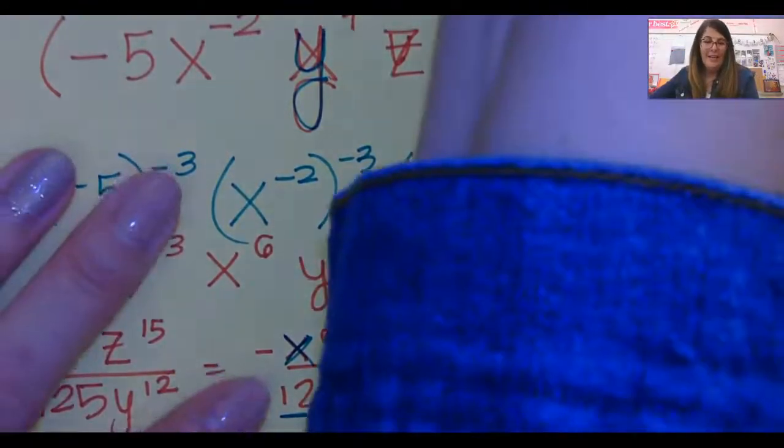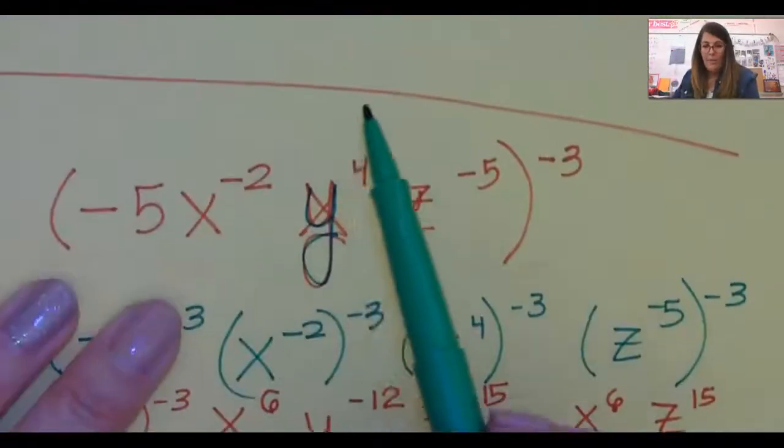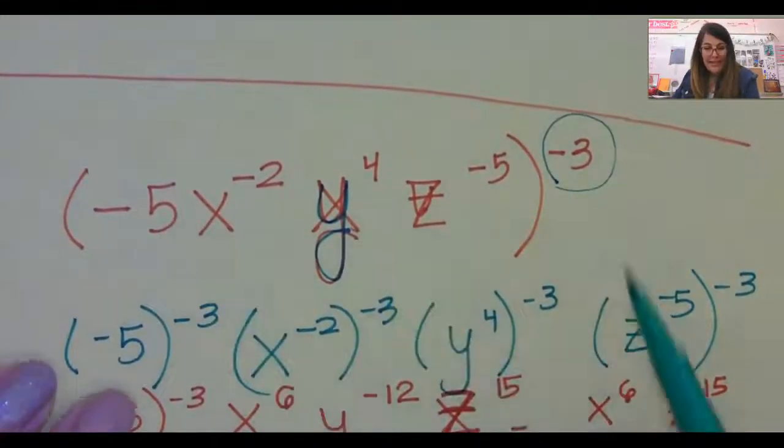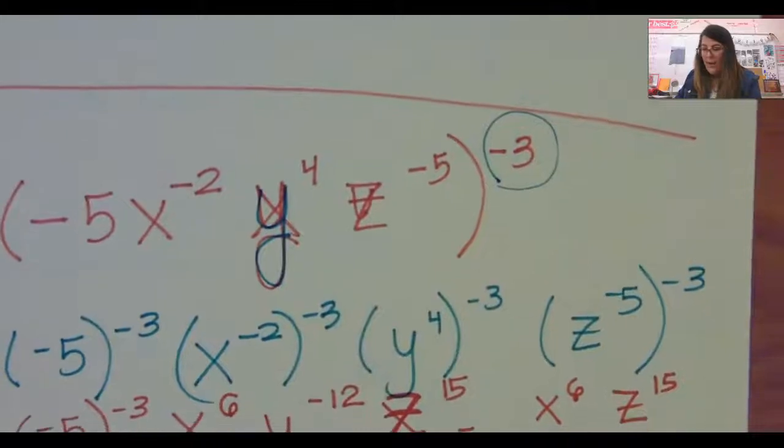So what's the big idea here? I want you to see, when you have a bunch of junk going on here, take the thing that's the exponent and apply it to each of the things. Then draw a fraction bar and move the things that need to be moved.